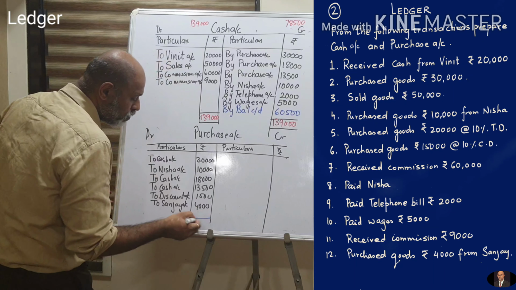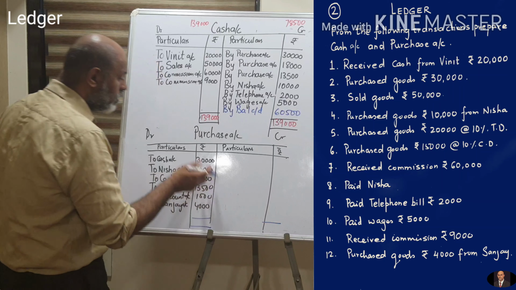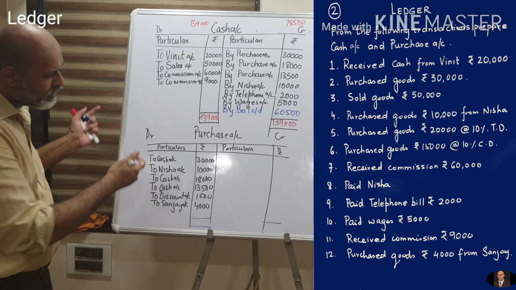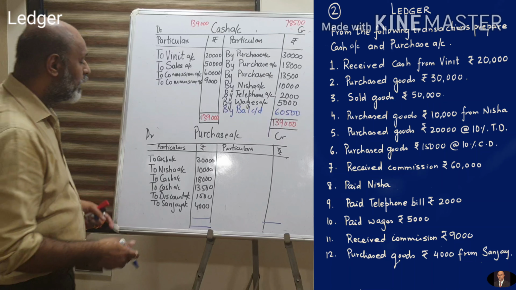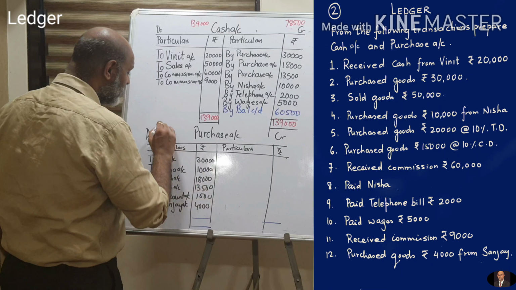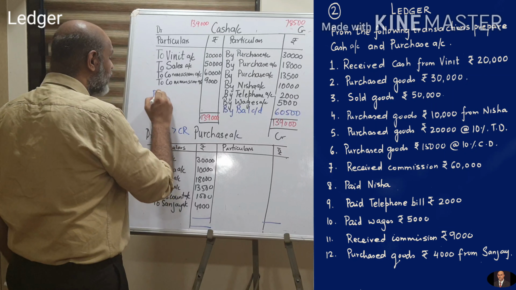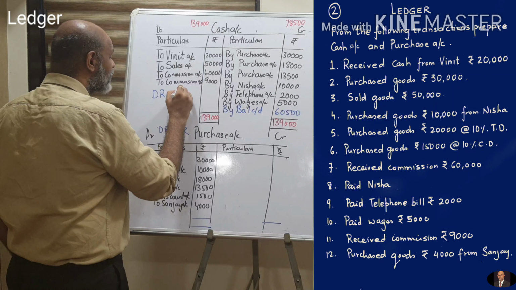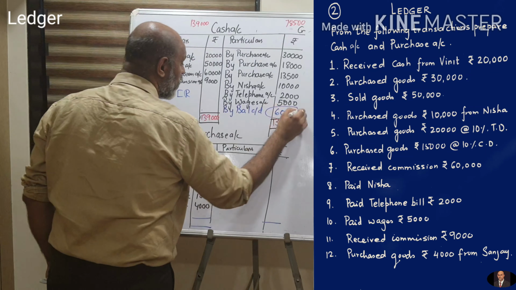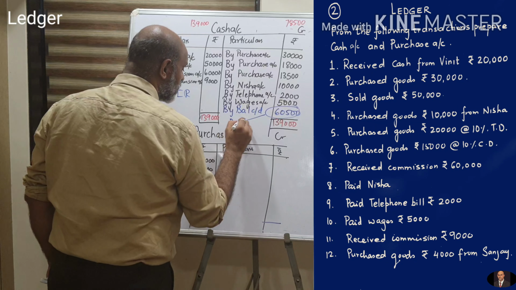Now let's come to your purchase account. Purchase account has only got one side. So purchase has got a debit balance. Why? The debit side is greater than the credit side. Okay, it's the same with cash. The debit side was greater than the credit side. So this balance of yours is known as a debit balance.